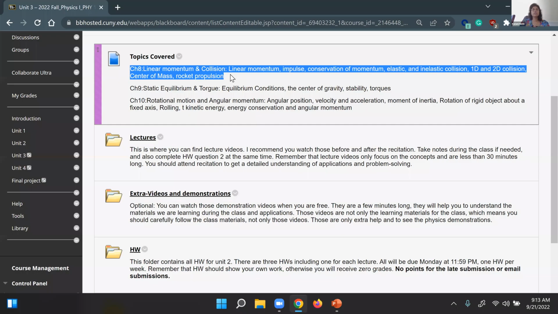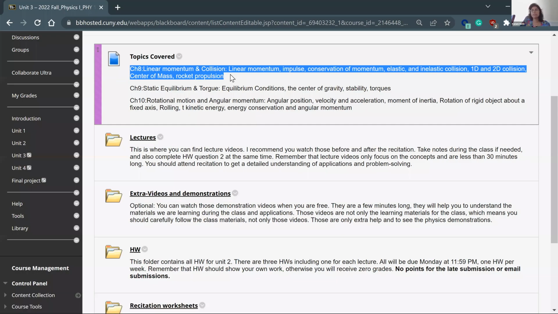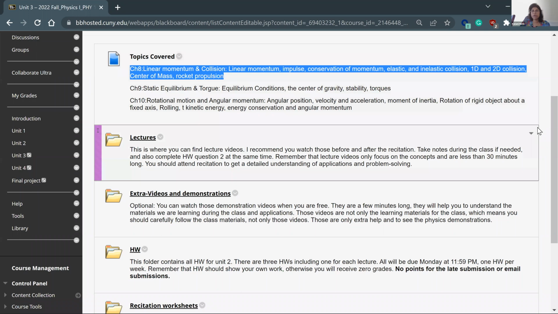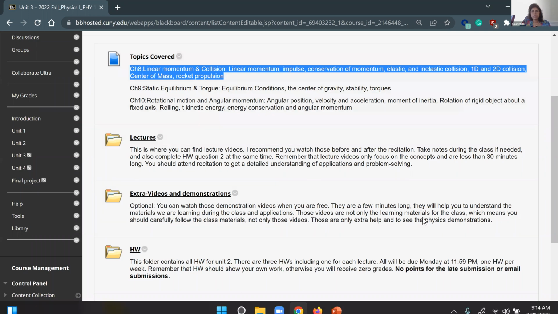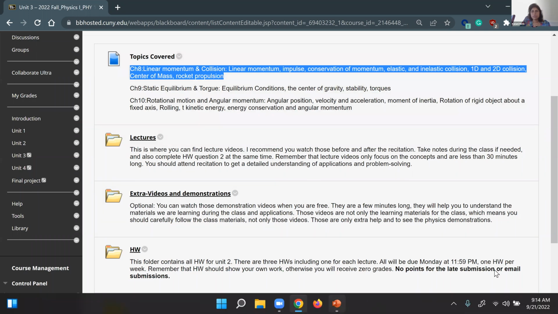So now let's try to share the windows first. Okay, so now what are the chapter numbers? In your textbook, unit 3, we're going to talk about chapter 8. Chapter 8 is the part that we're going to cover today. Okay, now let's focus on the presentation.